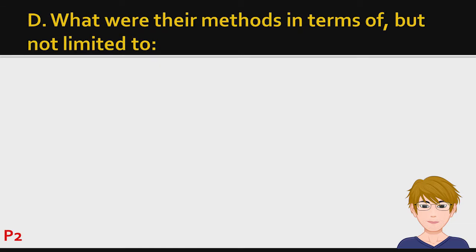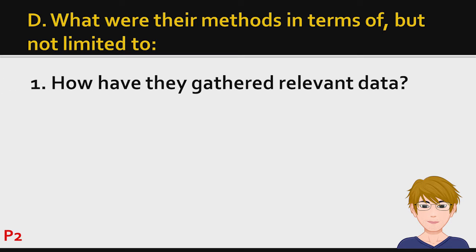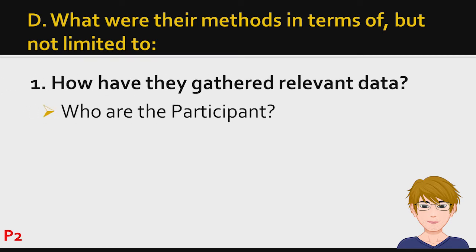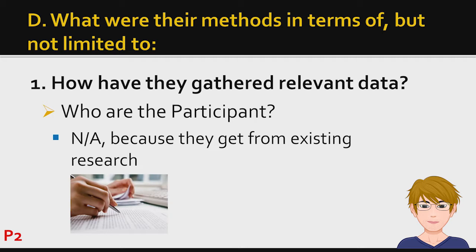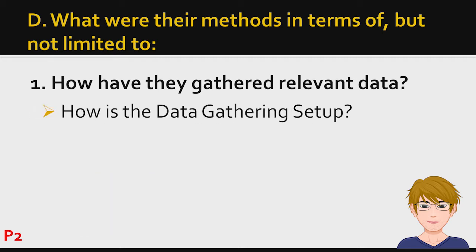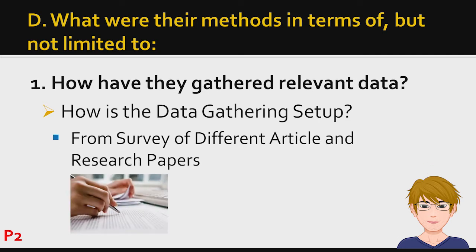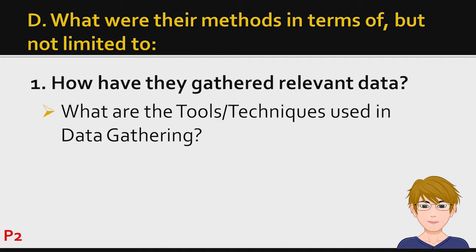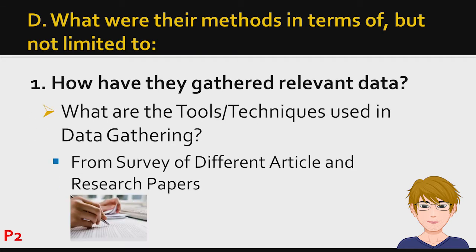Letter D, what were their methods in terms of, but not limited to, how have they gathered relevant data? Who are the participants? Not applicable because they get data from existing research. How is the data gathering set up? From the survey of different articles and research papers. What are the tools and techniques used in the data gathering? From the survey of different articles and research papers again.